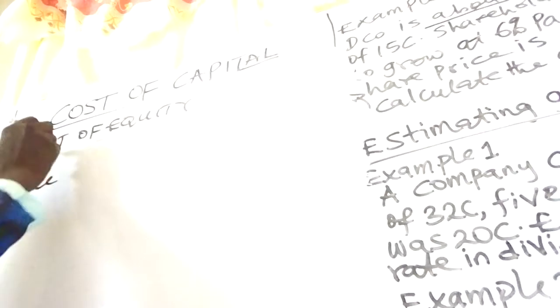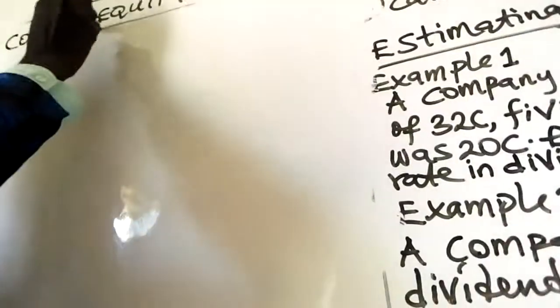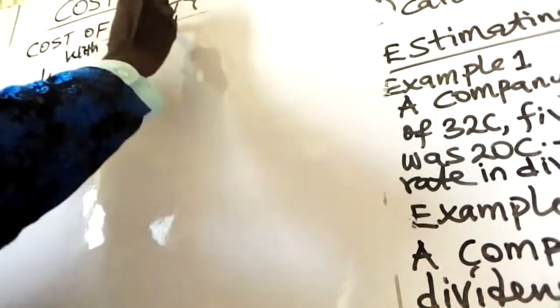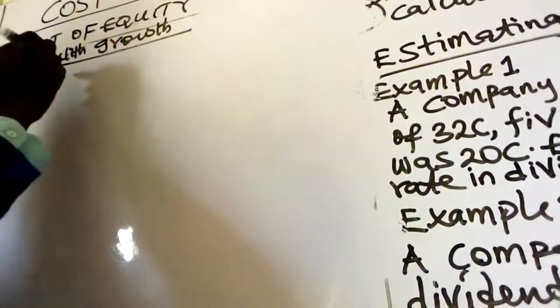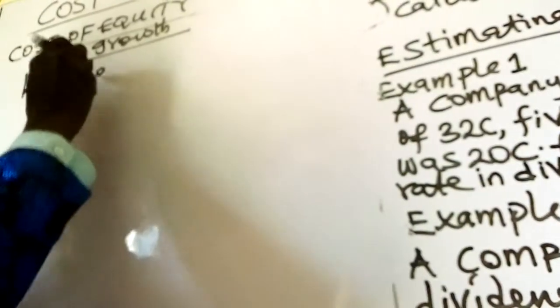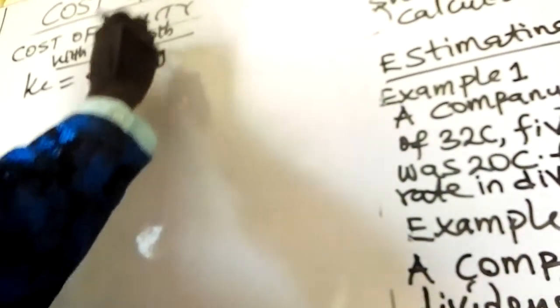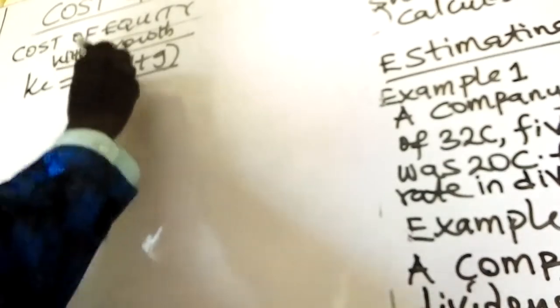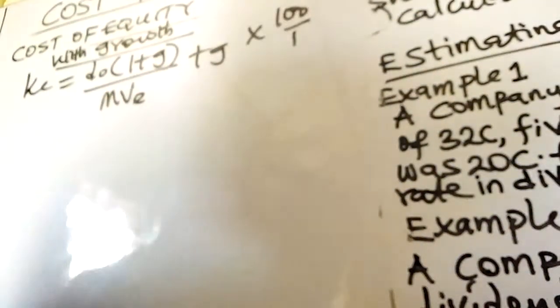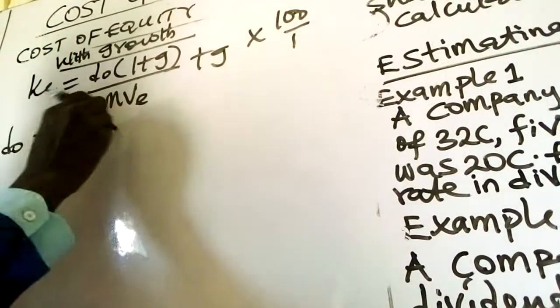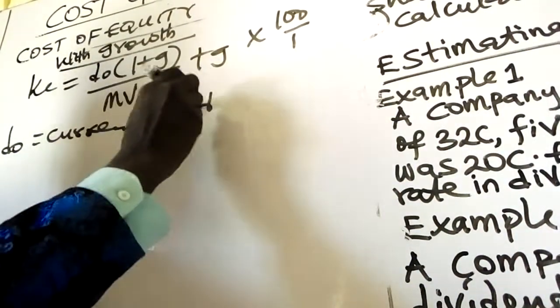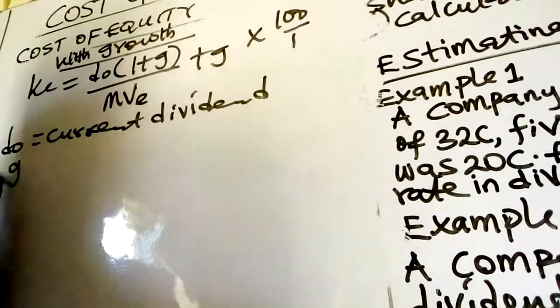So cost of equity with growth, that is where dividend doesn't remain constant, where there is a dividend growth rate. So cost of equity will be D0 into 1 plus the growth rate, over the market value of equity, plus the growth, multiplied by 100 over 1. So D0 is the current dividend. G is the growth rate.